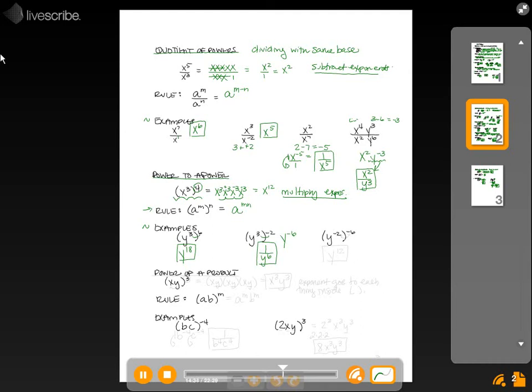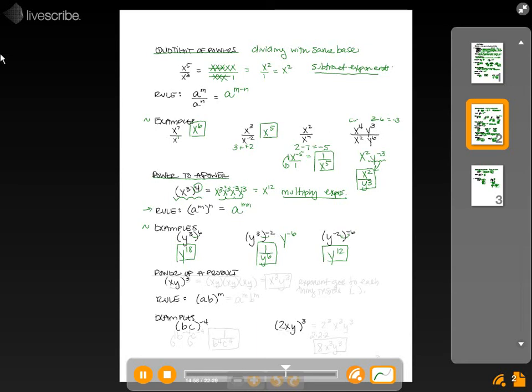Last example here, we've got y to the negative 2 to the negative 6 power. We're going to multiply those exponents together. Now when we multiply two negatives, it becomes positive. So we get y to the positive 12th. And this one doesn't have to move because we have a positive exponent now. When we multiply those two negatives together, we got a positive exponent. So we're good. That's all we have to do.